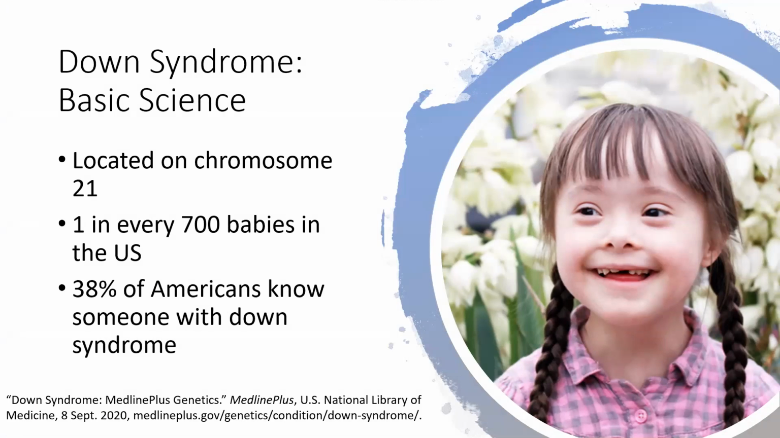Down syndrome is a genetic disease located on the 21st chromosome. It is often referred to as trisomy 21, and one in every 700 babies in the United States is born with Down syndrome. 6,000 babies are actually born with Down syndrome in the United States each year.